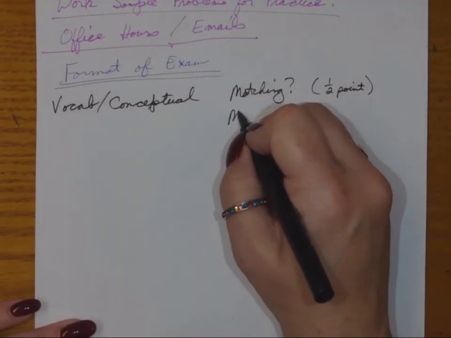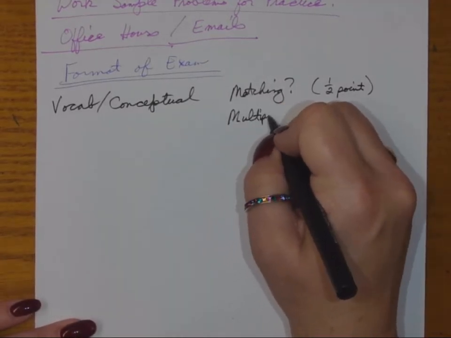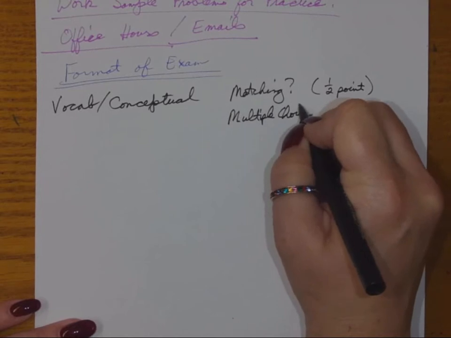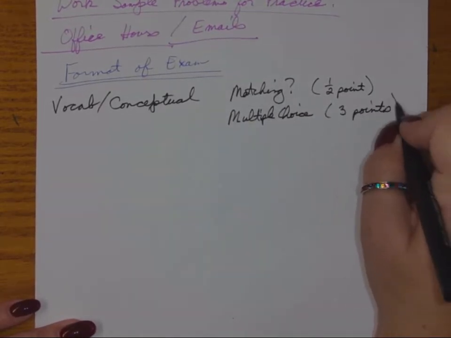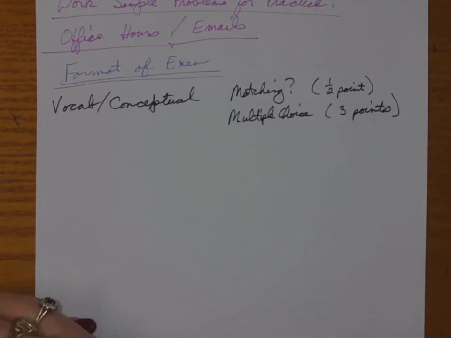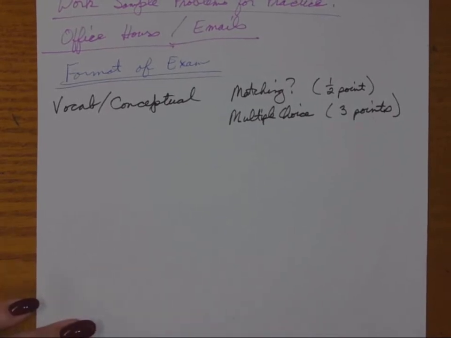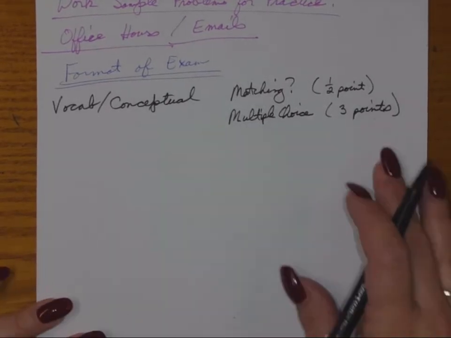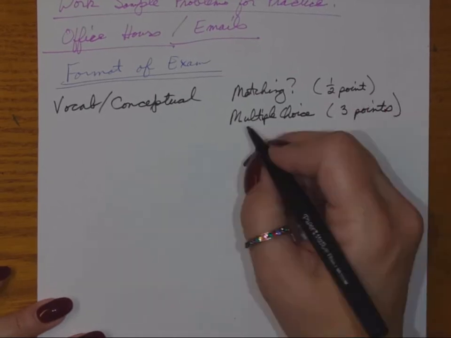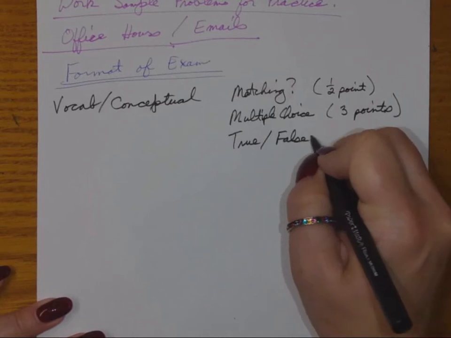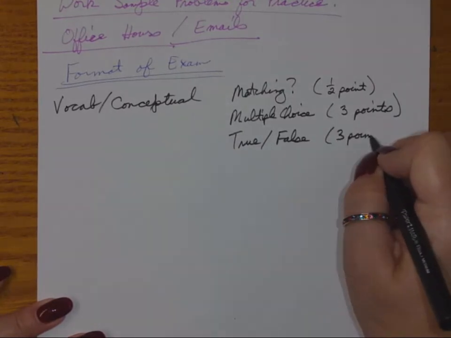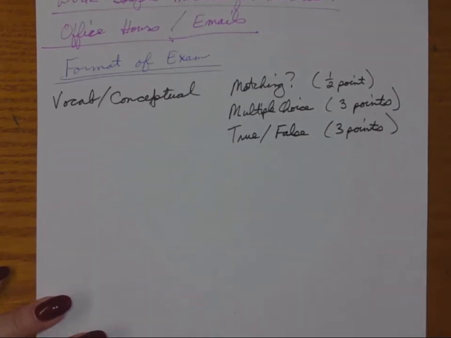I tend to have multiple choice questions because it's easy for me to ask a conceptual question using multiple choice. If there are multiple choice questions, then they are worth 3 points each. And it'll say this on the test paper, but I'm trying to just get you ramped up for the exam. There's likely to be true-false questions. If there are, then they're worth 3 points apiece. Let me talk to you for just a moment about these two categories.